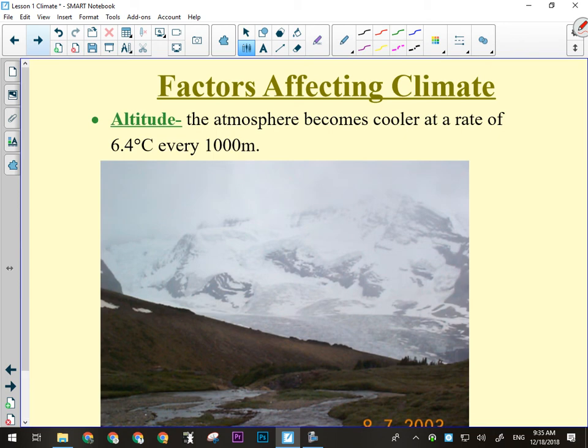All right, the second biggest factor affecting climate is altitude. The higher up you go, the colder it gets, by about 6.5 degrees for every 1,000 meters on average. If you've ever done any mountain climbing, you know that's true. The air gets thinner, and that's actually why it gets colder. The thinner the air gets, the less it's able to hold on to heat. The thicker the air is, the better it can hold on to heat.